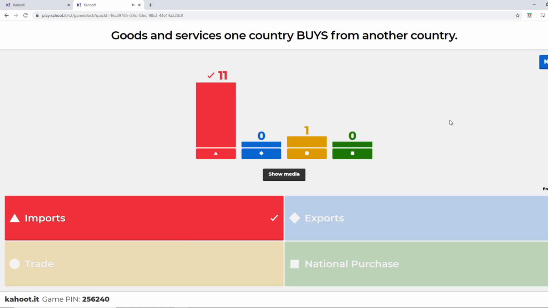Goods and services one country buys from another country. Imports. Trade is a very vague concept. You can talk about domestic trade, but right now you're talking about buying things from another country, so you're not going to choose that for sure. It's going to be imports.